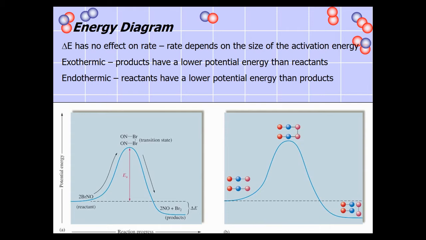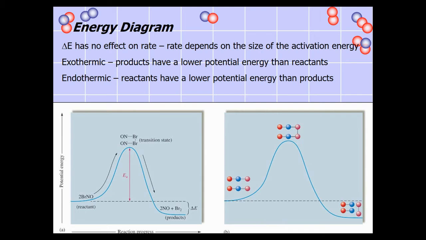Notice as you're moving from left to right across the x-axis, it's showing reaction progress. So you're going from reactants to the formation of products. Notice at the peak of this graph, you have a transition state. That transition state is not a reactant or a product. Instead, it's called an activated complex. It's the state of what happens when we break the bonds between our reactants and we're forming bonds between our products.